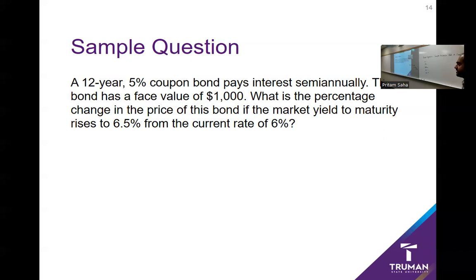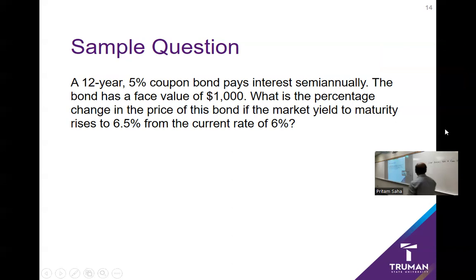Very easy from last class, right? Semi-annual coupon, right? So what should be the N then? Face value 1000. What is our initial rate of return, current rate, like yield to maturity? 6%. Then what should be the value here?